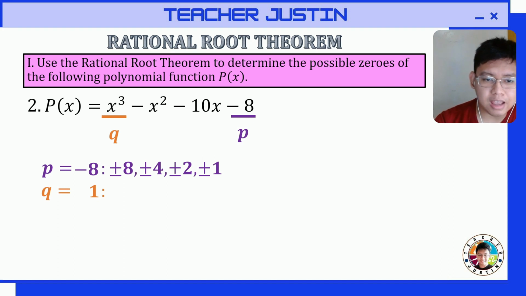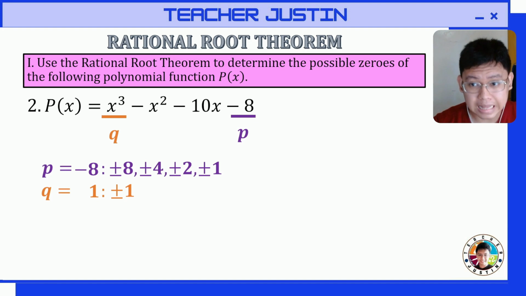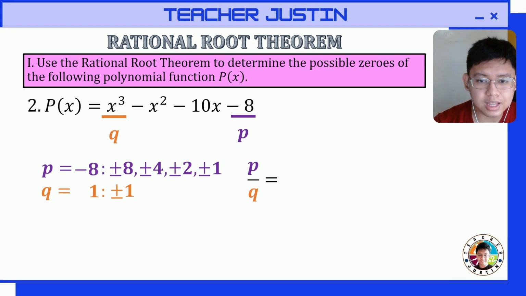So, next, punta naman tayo kay Q. Yung factors naman ni 1 is positive negative 1 lang. Okay. Now, nakuha na natin yung factors ni P at factors ni Q. Ang susunod nating step is for us to get P over Q. I-divide natin yung values na nakuha natin kay P sa values ng nakuha natin kay Q.